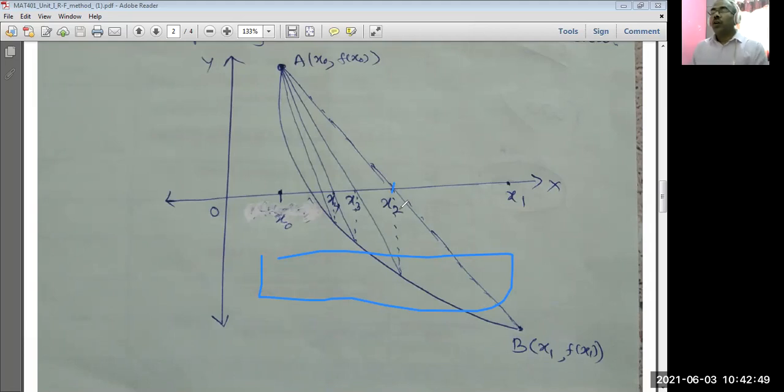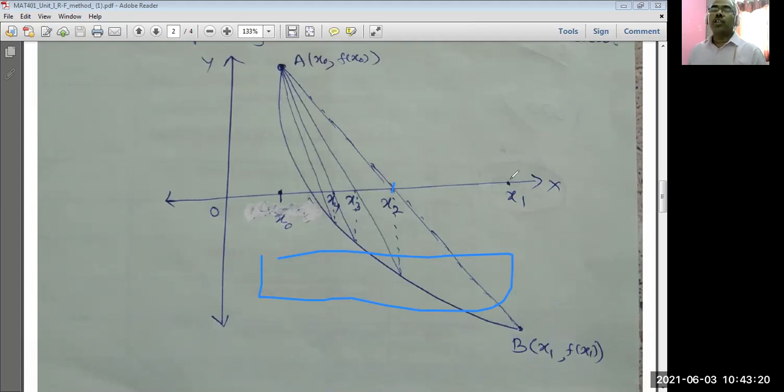Now we have 3 points: x0, x2, and x1. To proceed on the same line, we have to see in which part the root of the given equation lies. So I have the first part, x0 to x2, and another part, x2 to x1. Again, you check that condition, the hypothesis.